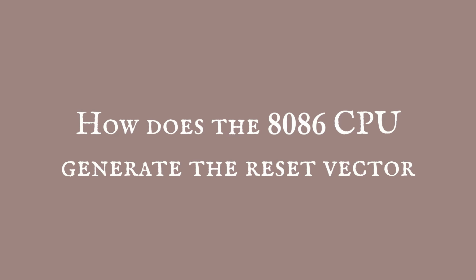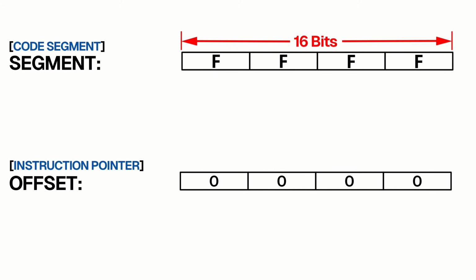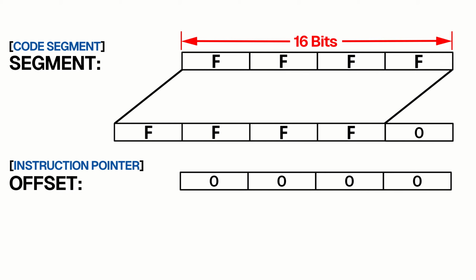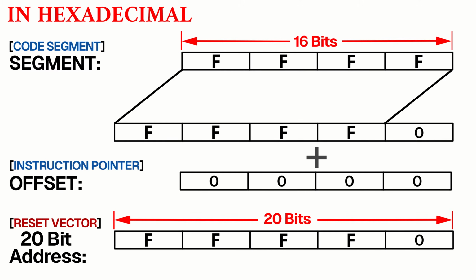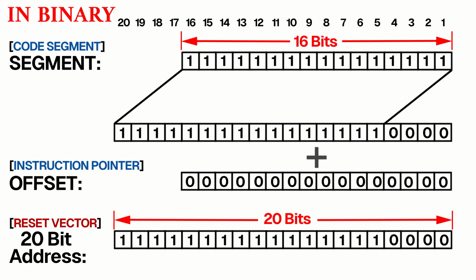How does the 8086 processor generate the reset vector? The value of the code segment register is FFFFH and the IP register is 0000H after a reset. The CS is left shifted by 4 bits to get FFFF0H, in effect just multiplying it by 10, and is added to the instruction pointer register value to get the 20-bit physical address FFFF0H.